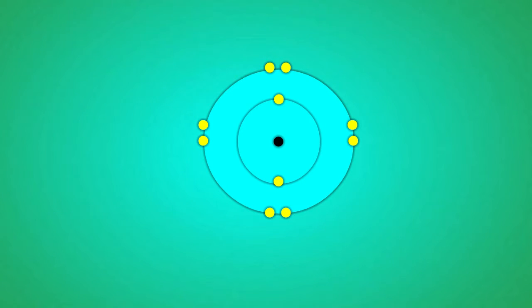This is the electron configuration of the element neon. It's a noble gas. Why does it consist of atoms and not form molecules? Please let me know in the comment section.